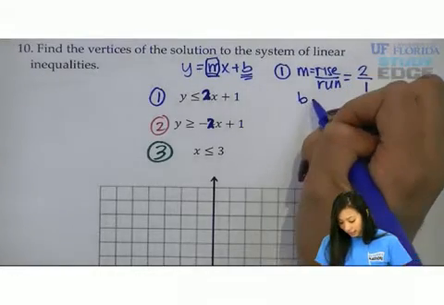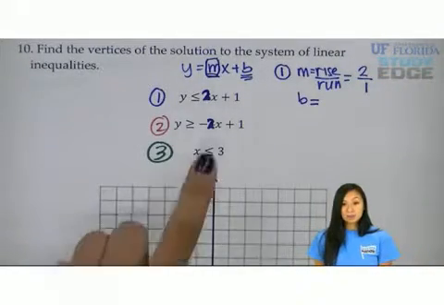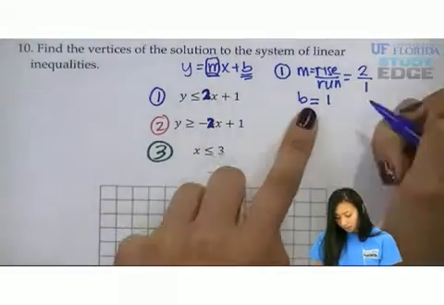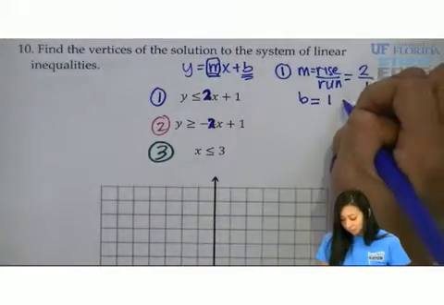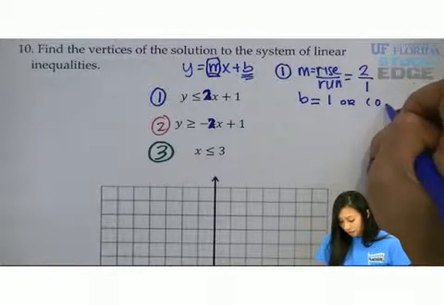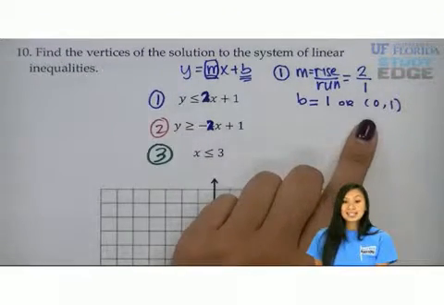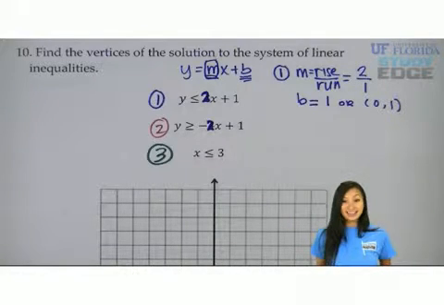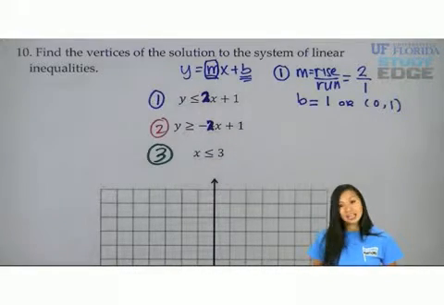It also tells me the y-intercept. The y-intercept is the number by itself. The constant, the number by itself, is that number 1. We could just write b equals 1, or we can actually write out the point. The point is (0, 1), because when x is 0, y is 1. That's where it crosses the y-axis. That's just another way to write the y-intercept.